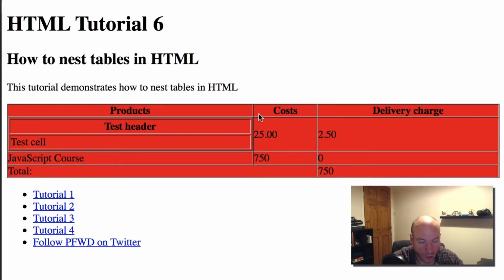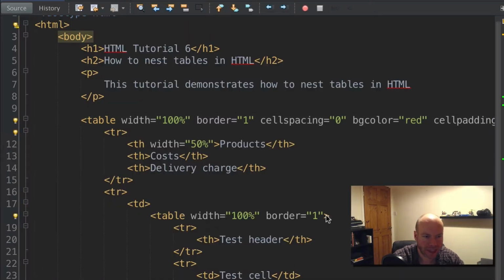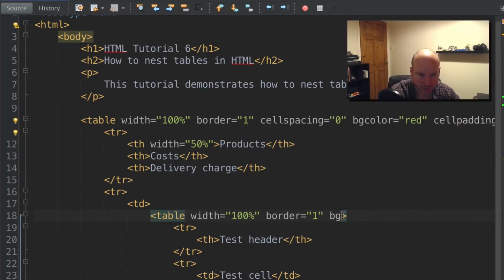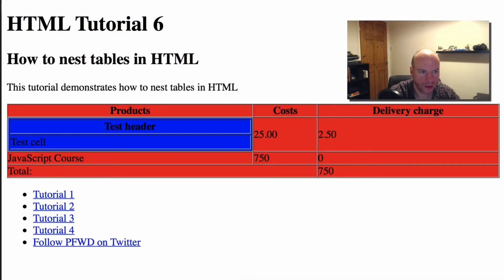Now, because by default the table color is transparent, which means it doesn't actually have a color, we can change the sub table to be a different color to the parent table. Let's try that now. Let's change this one to be a BG color of, I don't know, let's change that to be blue, like so. And go back into here, and we can see now it's all blue. So that's blue and that's red.